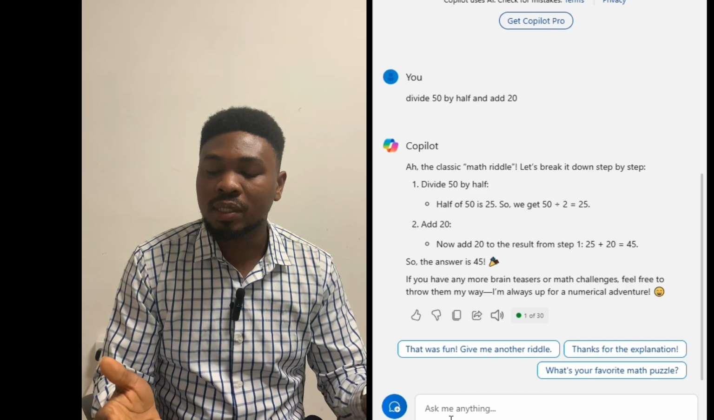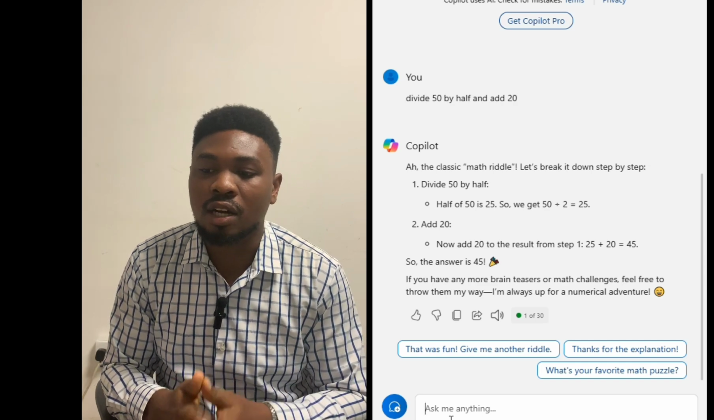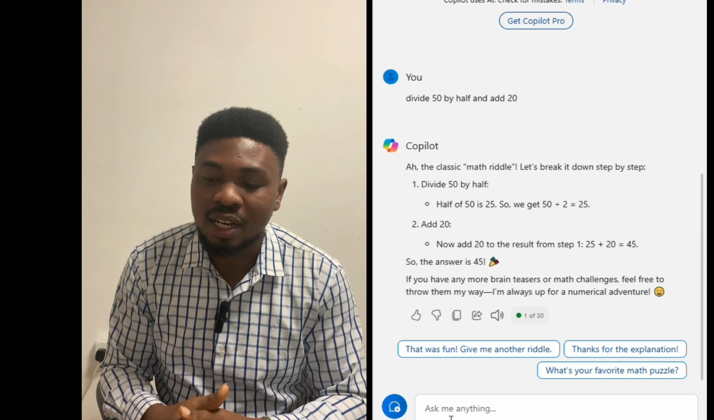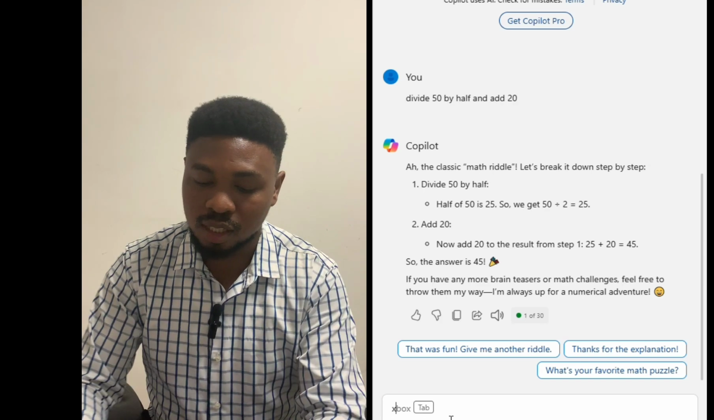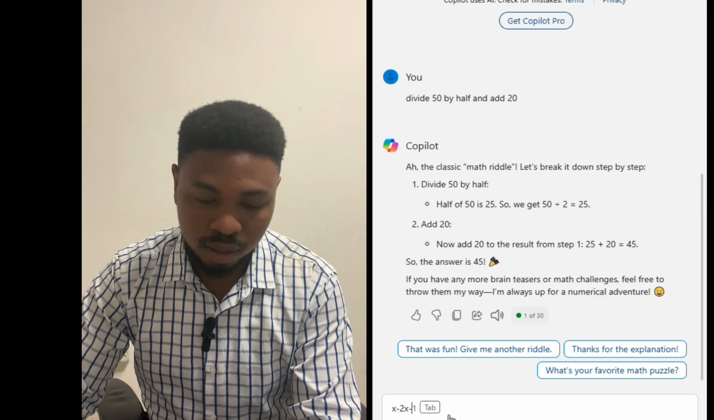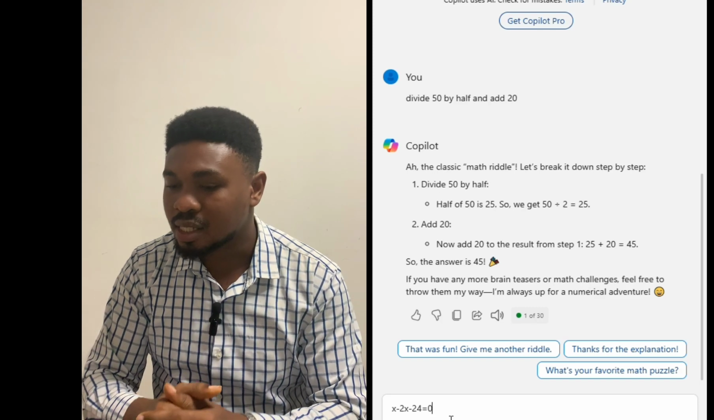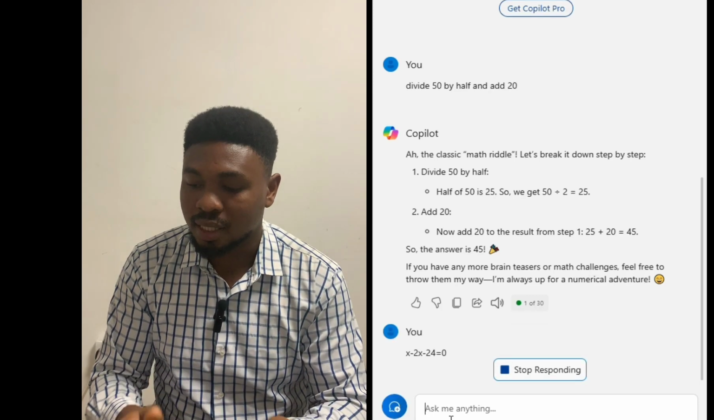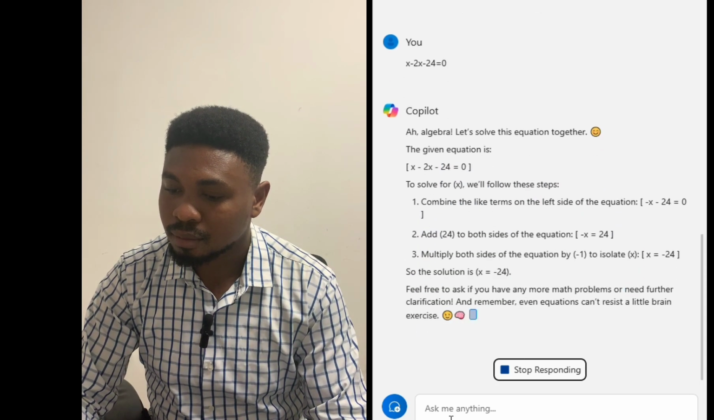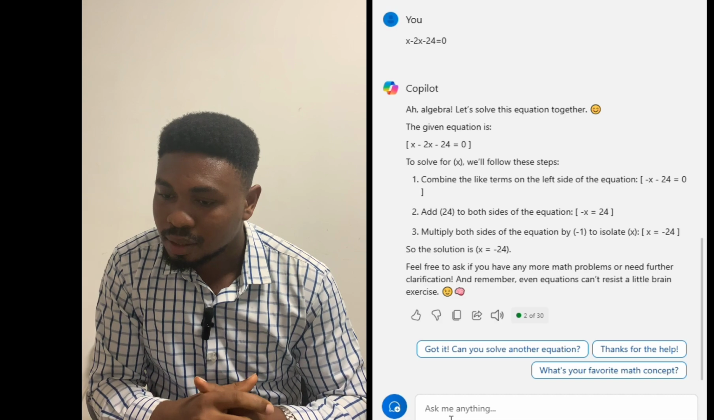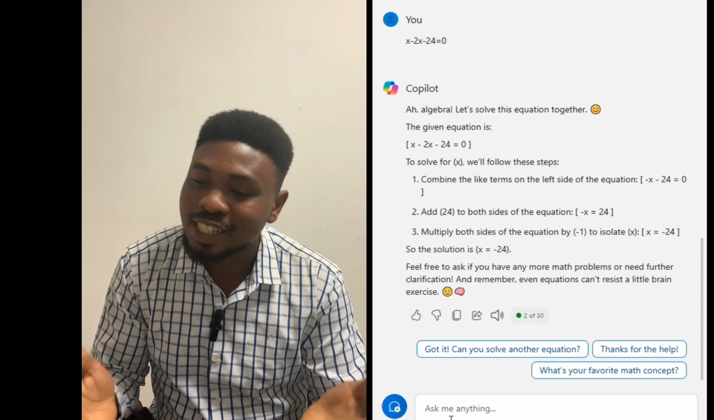Yeah, so ChatGPT, Copilot, Gemini are actually efficient in mathematical calculations and so many other things. So today we're going to try an equation on my Copilot. So let's use this equation: x minus 2x minus 24 is equal to 0, and see what Copilot brings out of this equation. Okay, so you say algebra. So Copilot recognized this equation to be an algebra equation, and let's solve this equation together.